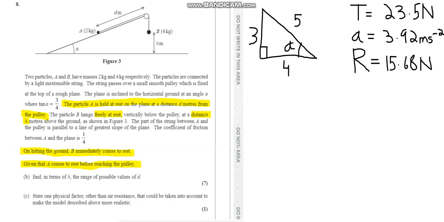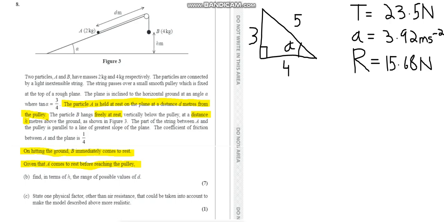Now to find the d values, first we can find h values, or d in terms of h. So what we can do is use the formula F equals ma, or the previous formula we were using for B. I have also written all the values here. For T, the tension, that's 23.5 newtons, the acceleration is 3.92 meters per second squared, and the R value, or the normal contact force, is 15.68 newtons.